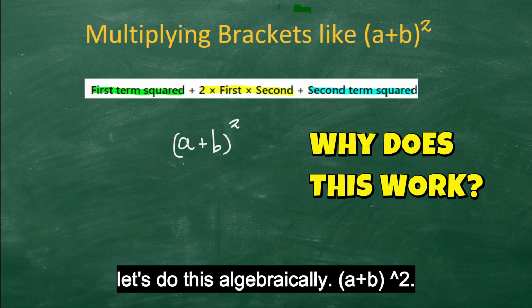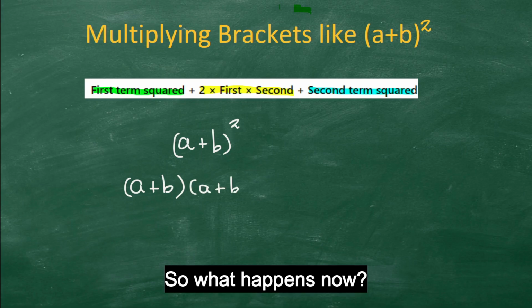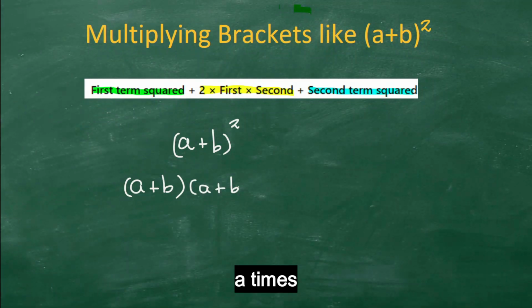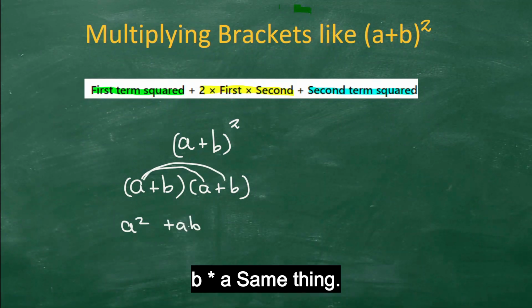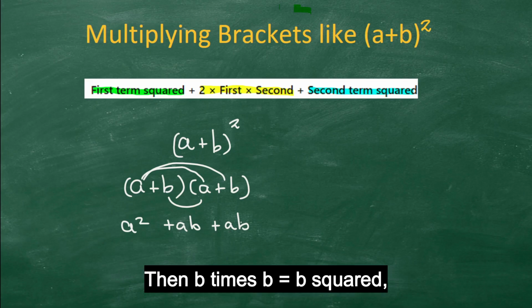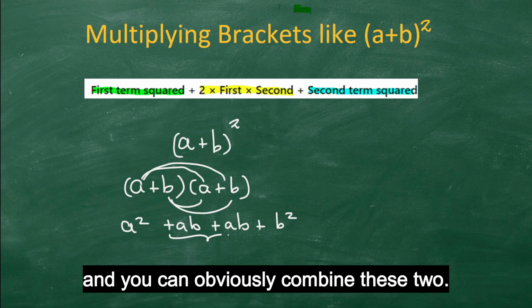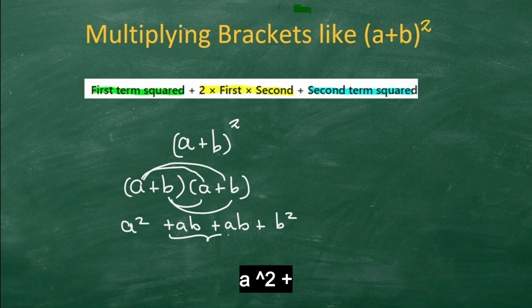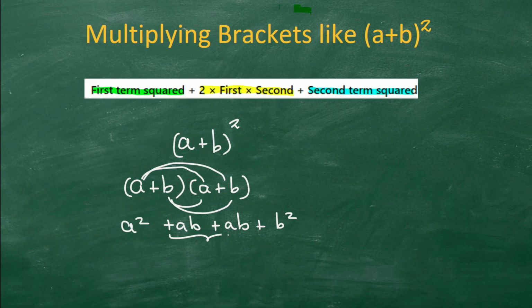(a + b) squared. So let me write this down. (a + b) multiplied by (a + b). So what happens now? A times a, a squared. A times b, ab. B times a, same thing. The order doesn't matter. Then b times b, b squared. And you can obviously combine these two. What do we get? A squared plus 2ab, that is ab add ab, 2ab, plus b squared.